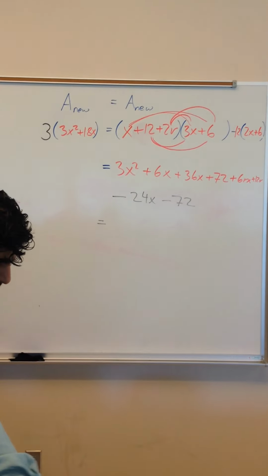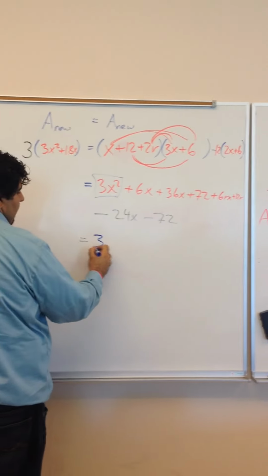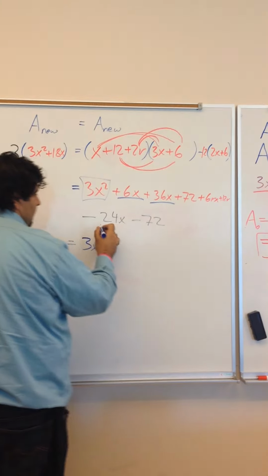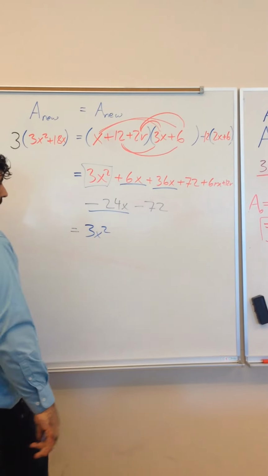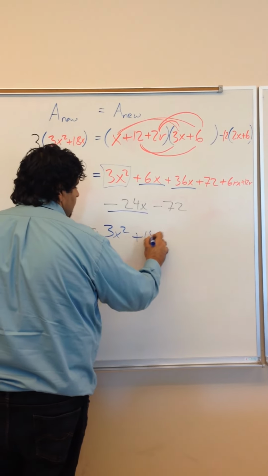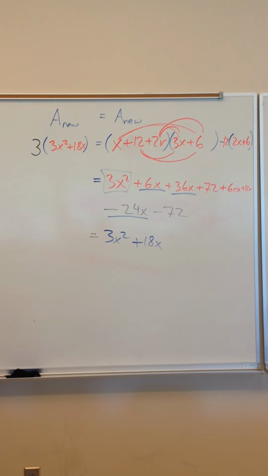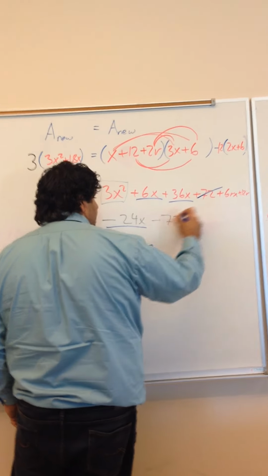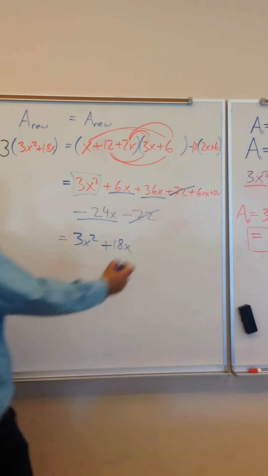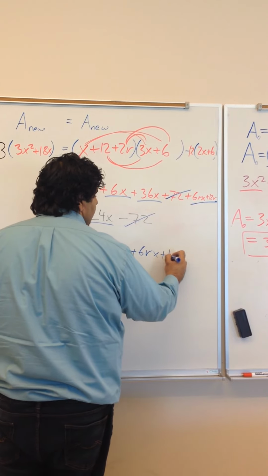Let me use a better pen. Alright, so this guy remains alone. There's only one x squared, so it's 3x squared. When it comes to the x's, we have 6x, 36x, and we have negative 24x. When you combine all of those, you should end up with 18x. So that takes care of the x's. The numbers, the 72 cancels out the negative 72, leaving us with these two terms right here, which is 6rx plus 12r.